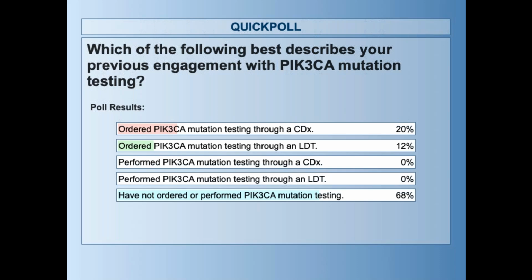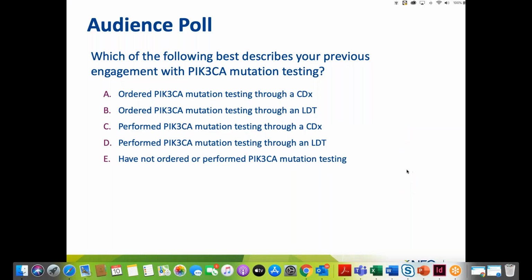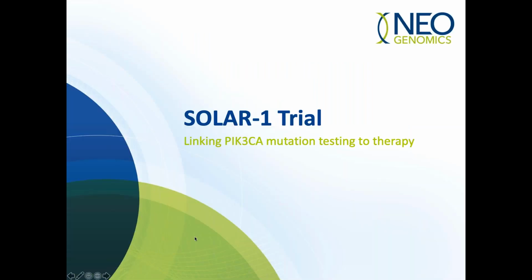Mm-hmm. Well, we'll hide these results and go on to the next section of the discussion. So why did the FDA approve the drug, and why is it so important to have a specific companion diagnostic for that drug? That's due to the SOLAR-1 trial, and we're going to spend a couple slides to talk about that trial. So next slide, please.